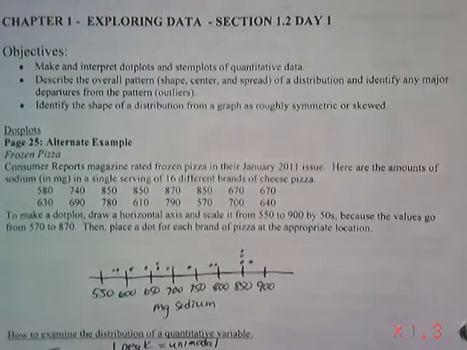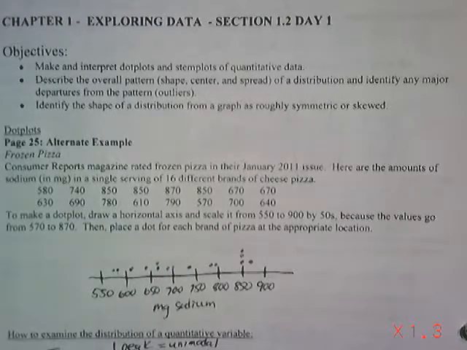We are exploring data, section 1.2, day 1. Our objectives today are to make and interpret dot plots and stem plots of quantitative data, describe the overall pattern, shape, center, and spread of a distribution, and identify major departures from the pattern, which are called outliers, and identify the shape of a distribution from a graph as roughly symmetric or as skewed.